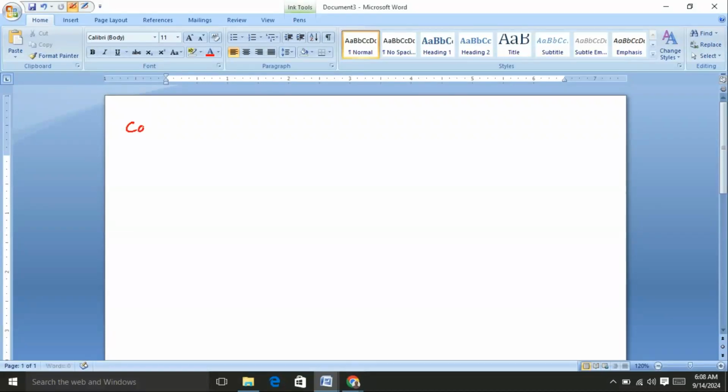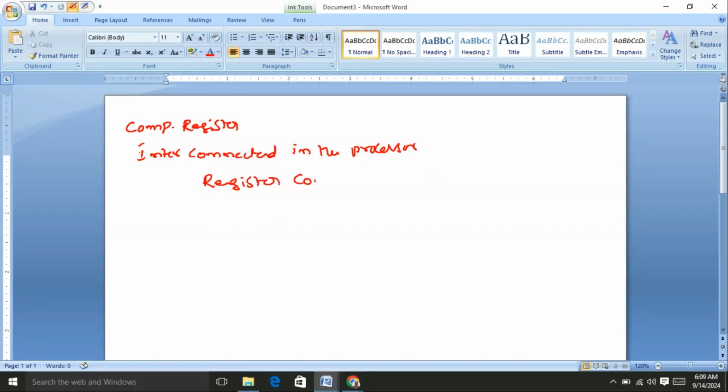Discussing the computer registers, what special purpose registers are required for designing a basic computer. Now we are going to discuss how these registers are interconnected within the processor. This is known as the register common bus. So our topic is register common bus in computer organization.